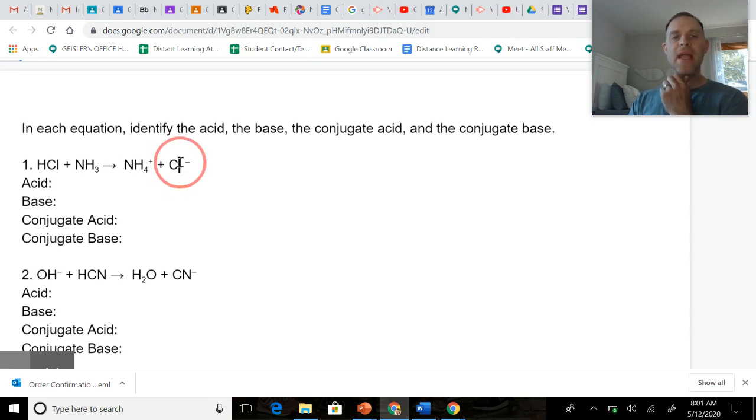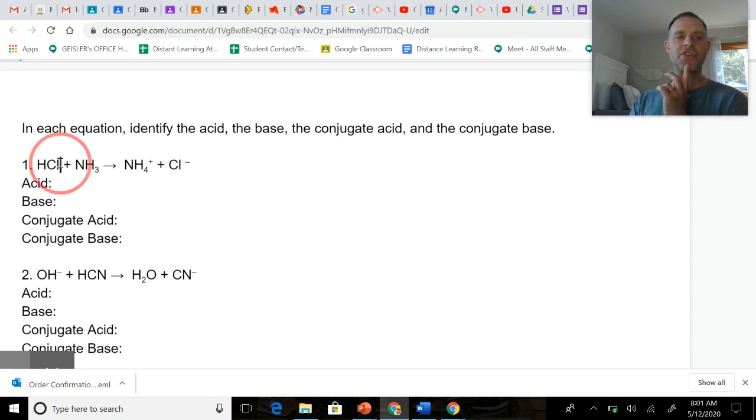Well, this first one, NH4 plus, is nothing like HCl. But the one on the right is just like HCl, but it's lost an H and it's lost a plus. Well, I can see, Mr. G, that it's lost an H. That makes sense. But how do you know it lost a plus?